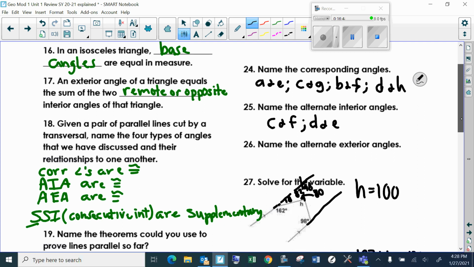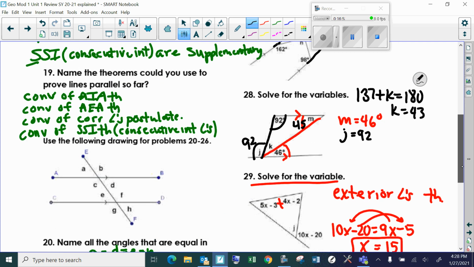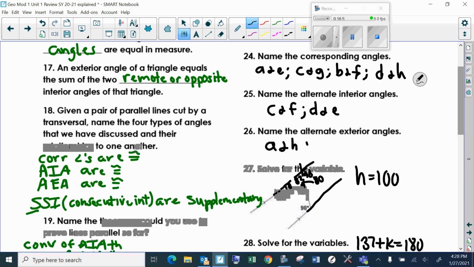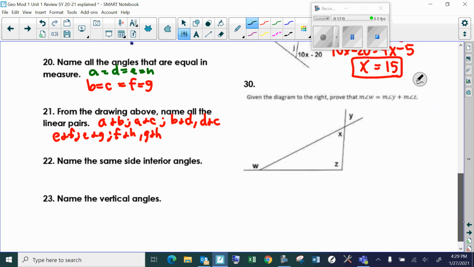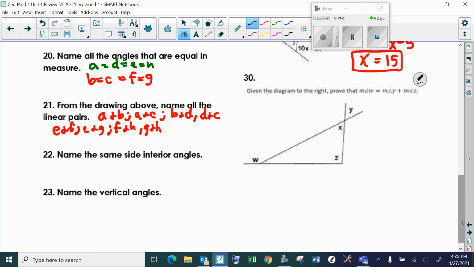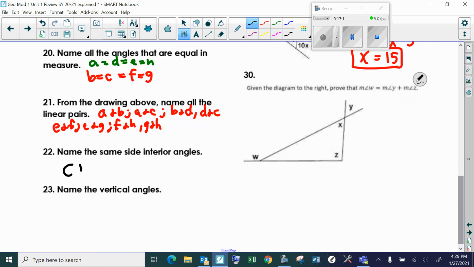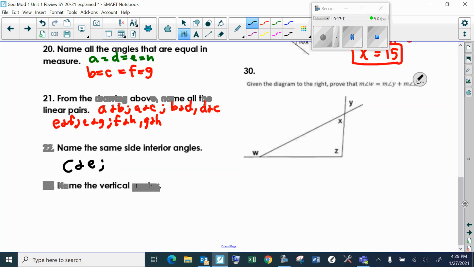Better start doing it. Alternate exterior. They have to be outside and they have to be diagonal. So A and H, B and G. Okay. Down here, same side interior angles for 22. C and E, because they have to be on the same side of the transversal and interior. And D and F.